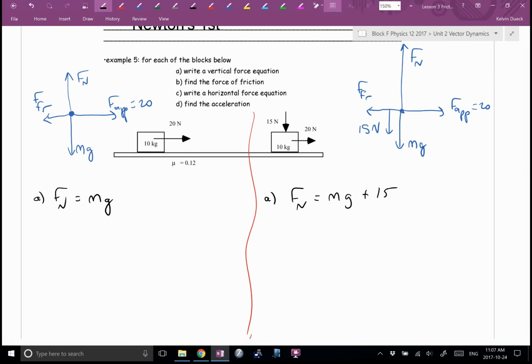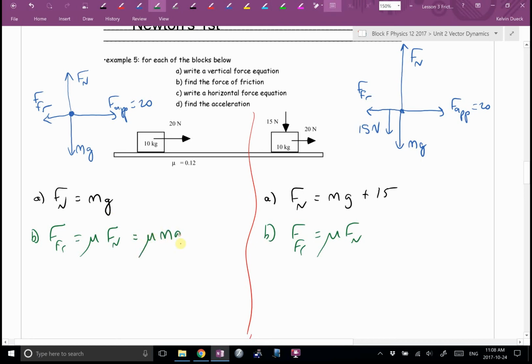What does B want me to find? Well, friction is mu times the normal force. And on the right-hand side, friction is mu times the normal force. Do a quick double check: did they tell me mu? Oh, I don't know the normal force. Oh, but look, I know another force the same size as the normal force: mg. Okay, so this is going to be mu mg.